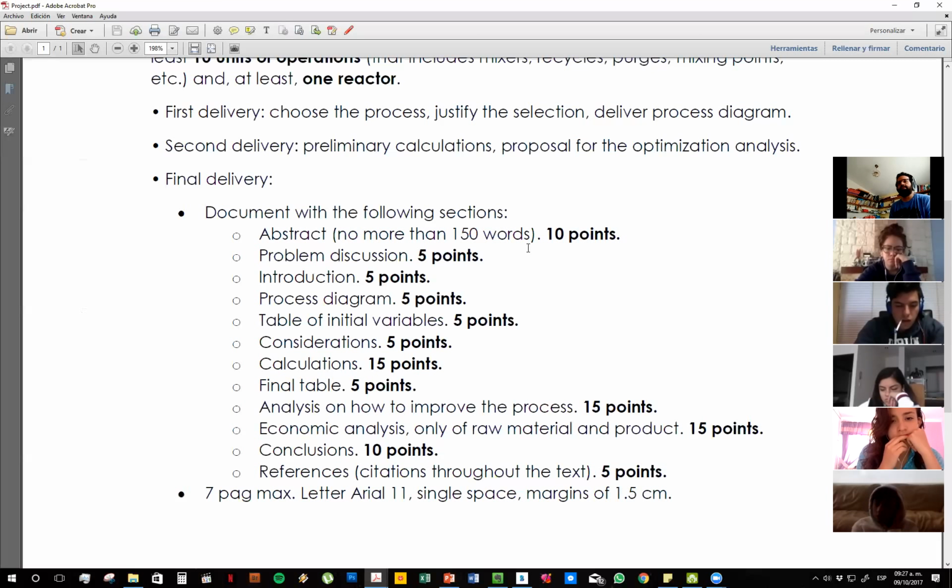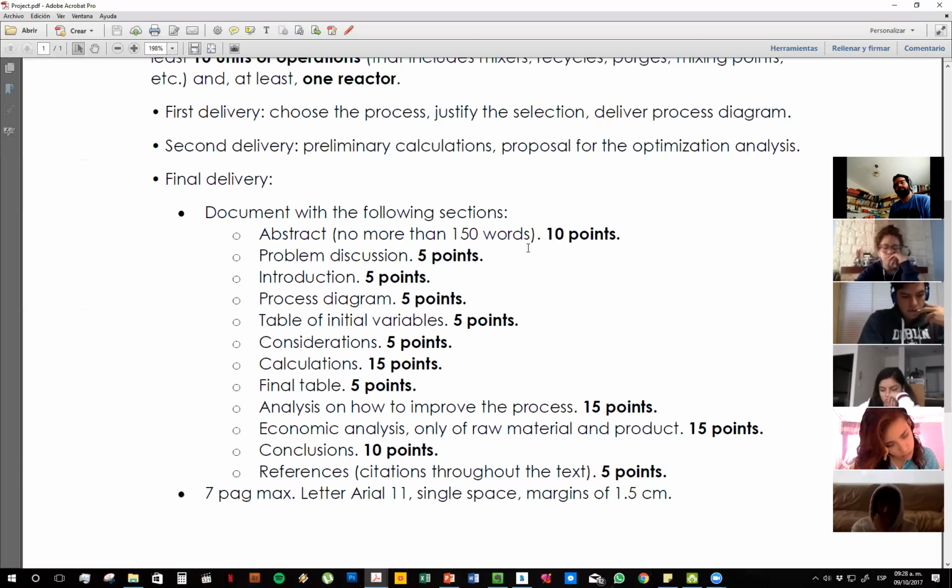That's the analysis, exactly. Then an economic analysis. You only have to put the raw material and the products. So you say, okay, we started with 1,000 kilograms of methane and 300 kilograms of blah blah blah, and those materials cost some amount of money, and those products we can sell at this amount of money. So the gain or the profit in that particular process is blah blah blah, right?